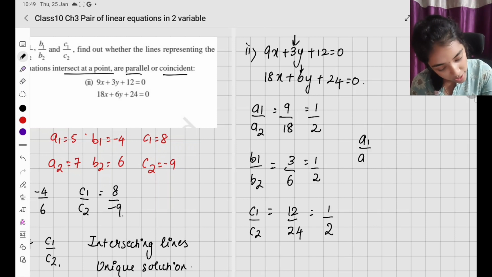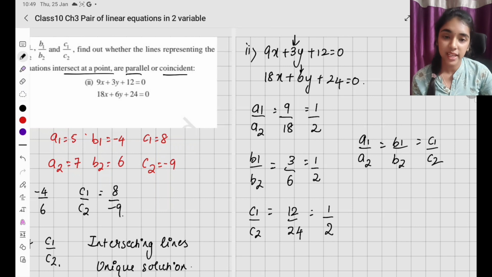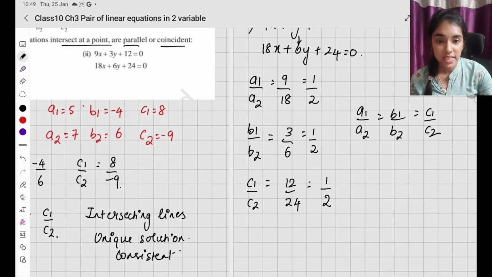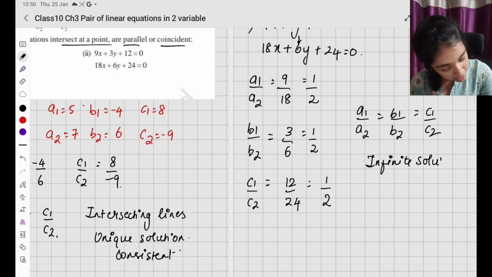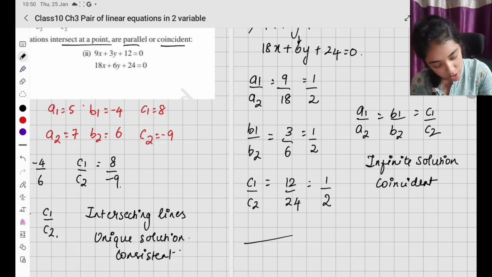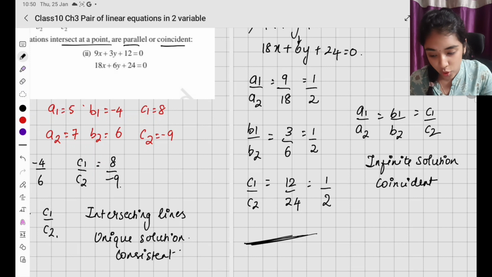இதிலே என்ன தெரியுது? You have the ratios are equal. A1 by A2 equals B1 by B2 equals C1 by C2. So, இது என்னது? This is going to be coincident lines. எல்லாமே equal அப்படின்னா you are going to have infinite solutions. Infinite number of solutions. Coincident na enna ஒன்னு மேல ஒன்னு. So, this is line 1, line 2, line 3, line 4, line 5 எல்லாம் one is on top of the other. Okay. So, it is going to be coincident lines.